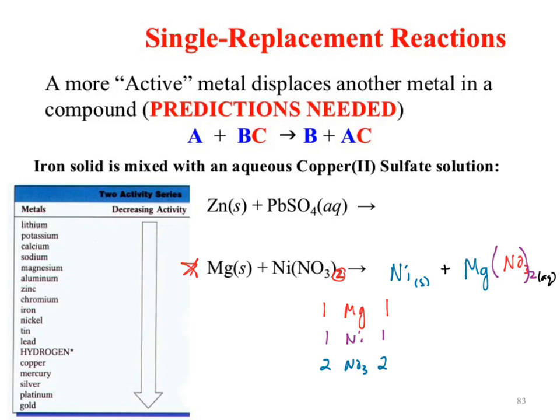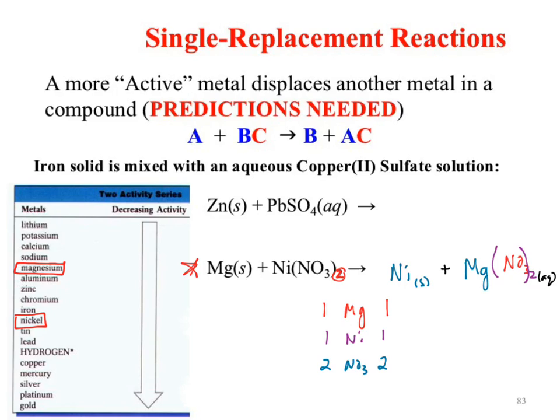To decide that, I have to use the activity series. Magnesium's pretty good. And so what I'm going to do is look at the metals that did chemistry. The nitrate stayed nitrate all the way through this, so it didn't really do anything. I'm really concerned about the metals, magnesium and nickel. So I'll go to my activity series and find them. Slowly, because I can't read. Magnesium and nickel.